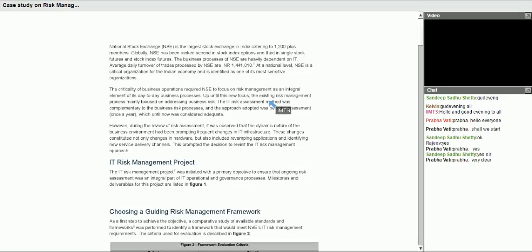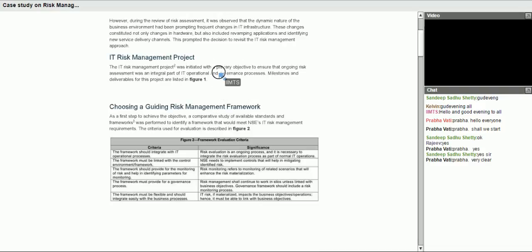its day-to-day business processes. Up until this new focus, the existing risk management process mainly focused on addressing business risk. The IT risk assessment method was complementary to the business risk process, and the approach adopted was periodic assessment, which until now was considered adequate. However, during the review of risk assessment, it was observed that the dynamic nature of the business environment had been prompting frequent changes in IT infrastructure. These changes constituted not only change in hardware, but also included revamping applications and identifying new service delivery channels. This prompted the decision to revisit the IT risk management approach.